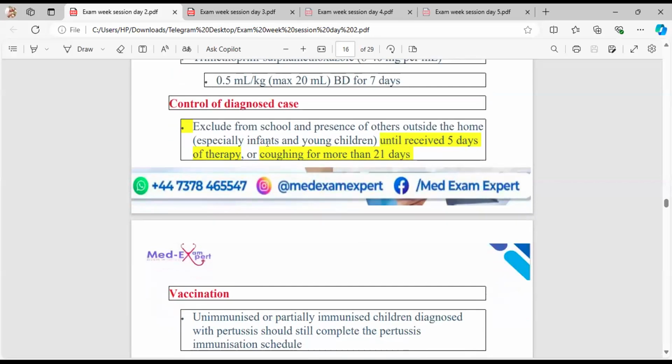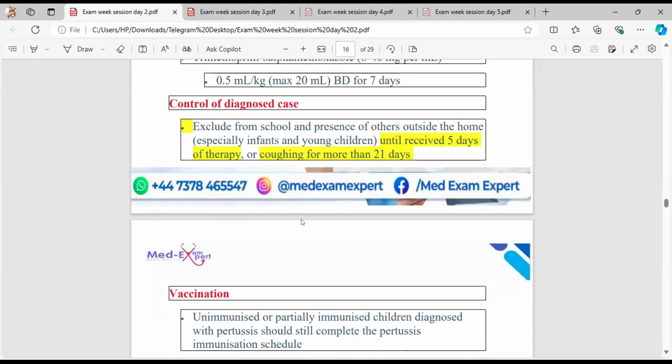You exclude the patient from the school and from contact with others outside the home. If the patient is a neonate, or not a school-going patient, then you do the same for others outside the home, especially infants or young children. For how many days is the exclusion? Until the patient has received 5 days of therapy.